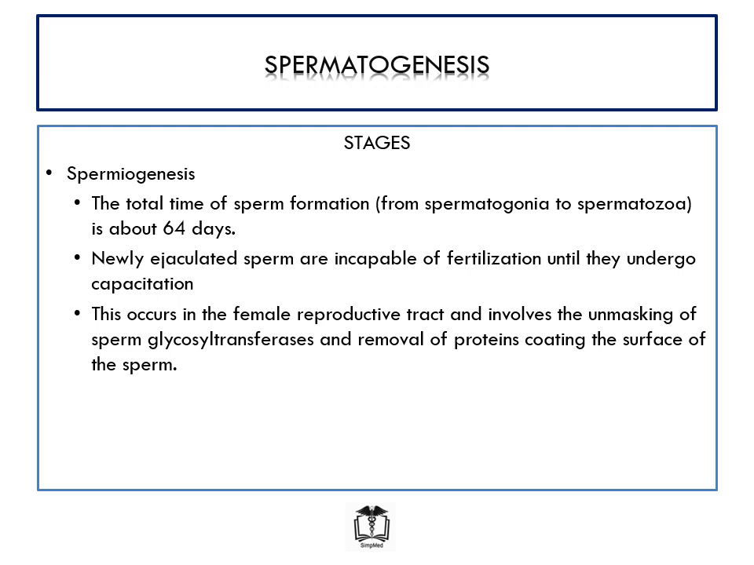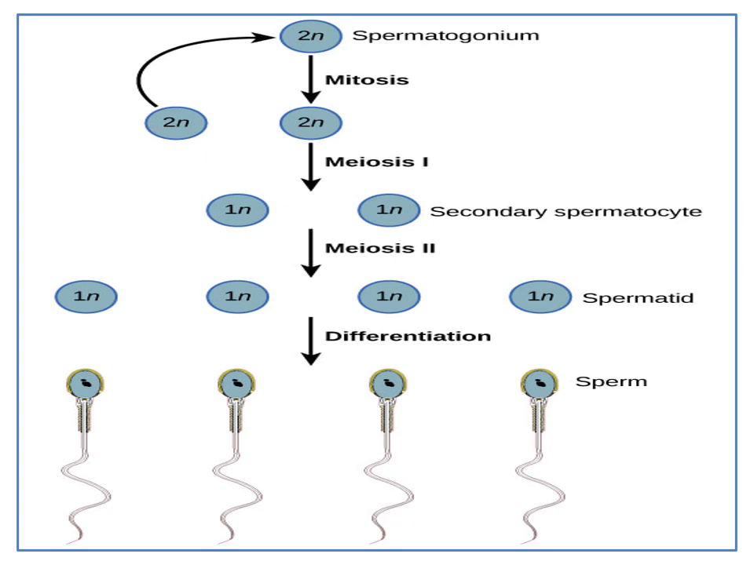So capacitation is important for fertilization to occur, even though the sperm cells have been formed and they undergo maturation and they can swim all the way down to the uterine wall. It doesn't necessarily mean that they're capable of fertilization until capacitation occurs.